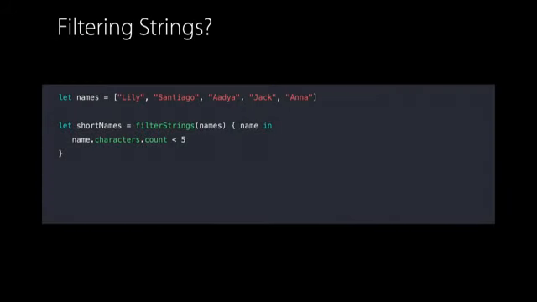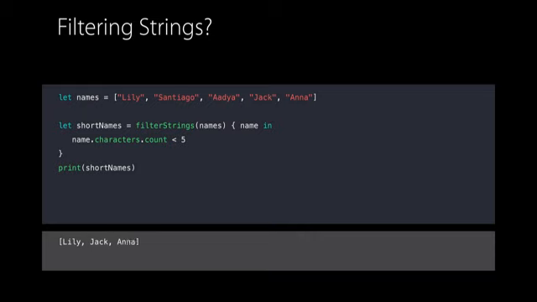Now, the filterInts function is pretty useful if all you want to do is filter integers. But what if you want to filter arrays of other types, like strings? For example, say you have an array of names, and you want a filtered array that contains only the names that have less than a certain number of characters. You could do this by writing a filterStrings function, like the one you see here. And since you've already written a filterInts function, let's see whether you can reuse any of that logic.